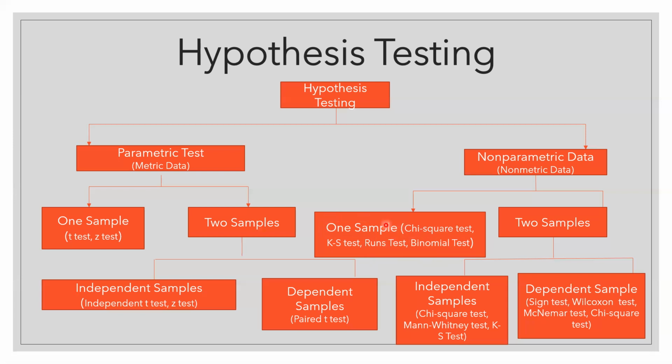And that is one sample. Two sample, when we are talking about two sample, is again divided into independent and dependent. Same is here, independent and dependent. For independent samples, we can apply the chi-square test. I had already uploaded the Mann-Whitney test and the KS test. When we talk about dependent tests, the sign test and Wilcoxon test are already uploaded, then the McNemar test and chi-square test. I had already uploaded the Wilcoxon test and chi-square test, right?